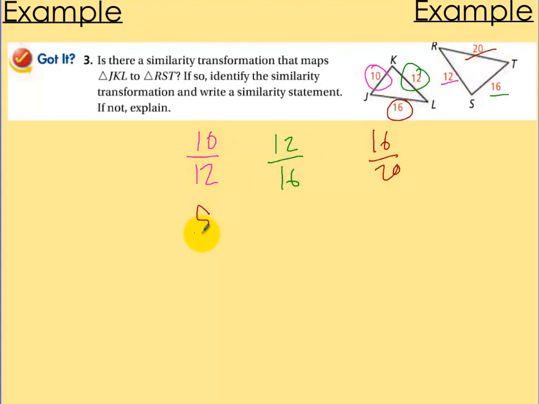So 10 over 12 is 5 over 6. No, these aren't going to be the same ratio at all. So are these similar? No, because the sides don't match up. They don't scale the same way. They don't have the same scale factor. That's it.